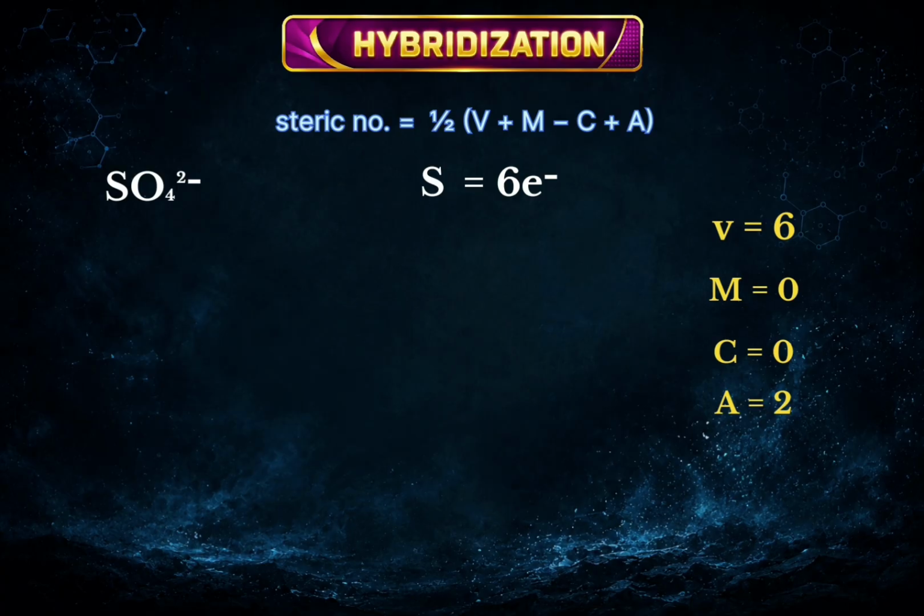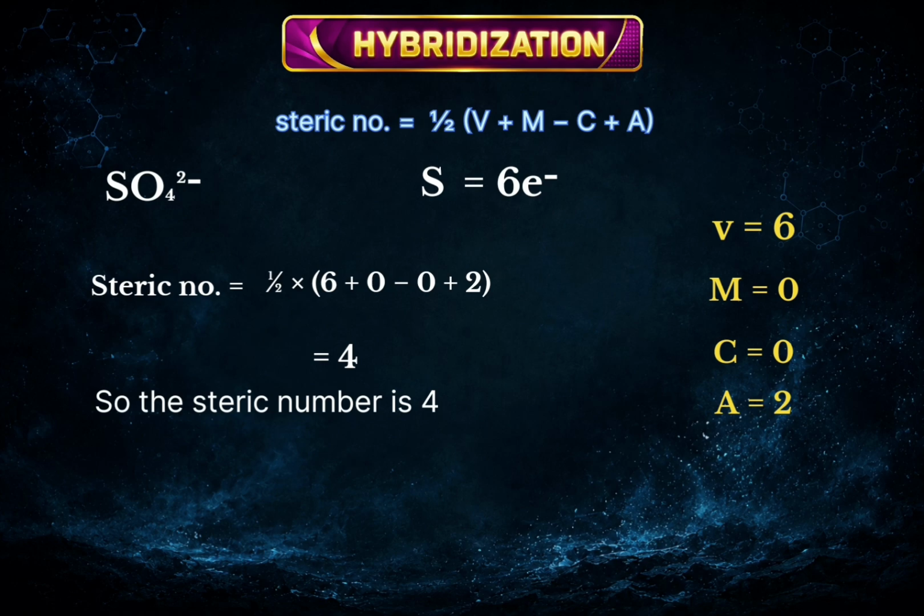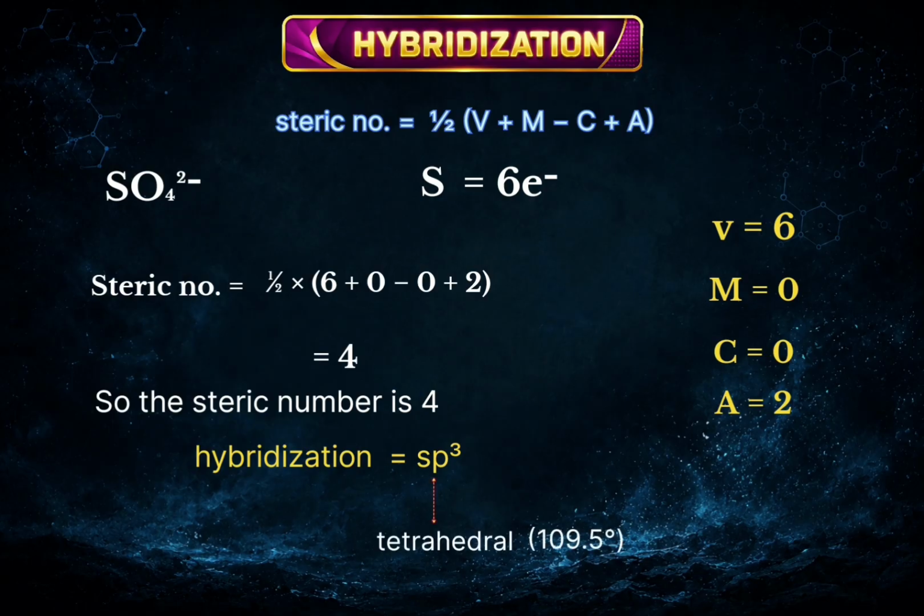Now substitute the values. Steric number equals 1/2 multiplied by 6 plus 0 minus 0 plus 2. That equals 4. So the steric number is 4. A steric number of 4 means the hybridization is sp³. Its shape is tetrahedral, with a bond angle of approximately 109.5 degrees.